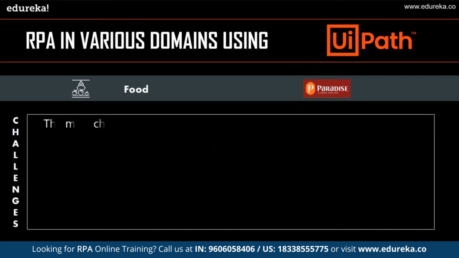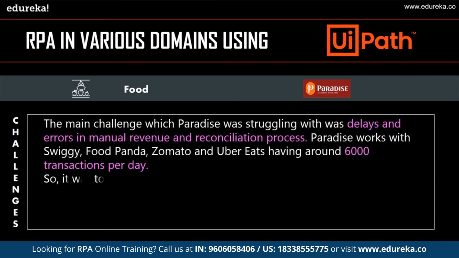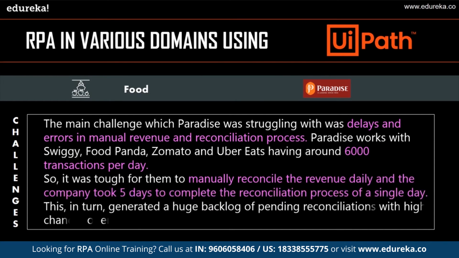Now, the main challenge which Paradise was struggling with was the delays and errors in manual revenue and reconciliation processes. Paradise works with Swiggy, Foodpanda, Zomato, and Uber Eats and has around 6,000 transactions per day. So it was tough for them to manually reconcile the revenue on a daily basis, and the company took 5 days to complete the reconciliation process of a single day. This in turn had generated a huge backlog of pending reconciliations with high chances of errors.